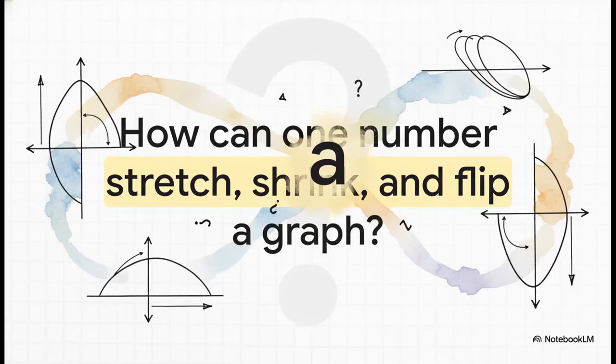So how does it work? How can this one little number, this coefficient we call a, act like a master control dial for an entire graph? That is the exact mystery we are going to solve right now.